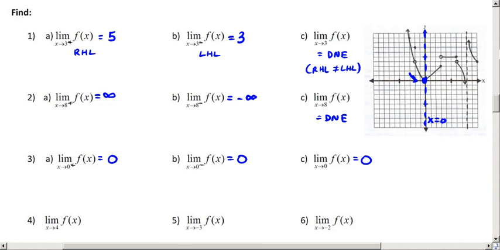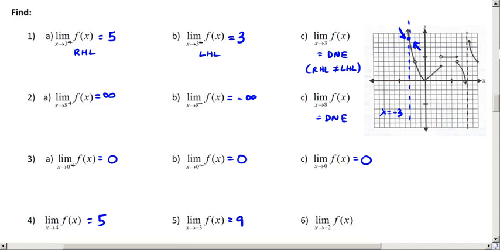On the next one, we're looking at when x approaches 4, and the right side and the left side both go to the same limit, so the limit as x approaches 4 of f of x is equal to 5. We have a similar situation for number 5. The limit as x approaches negative 3, again both the left-hand limit and the right-hand limit approach the same value, which is equal to 9.